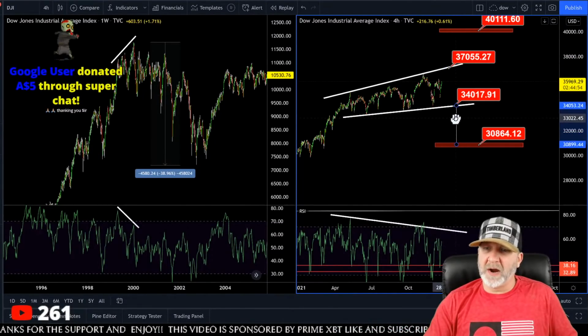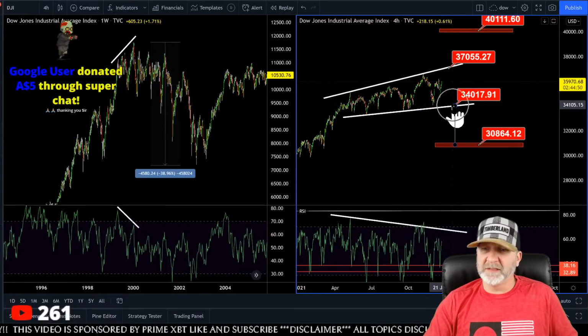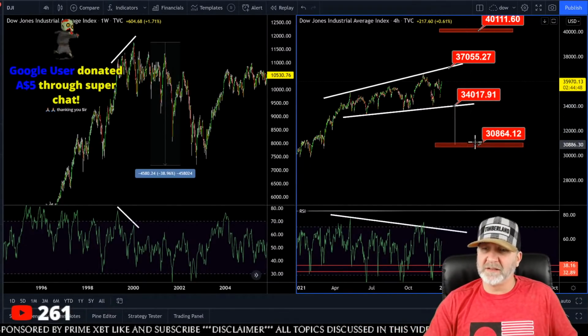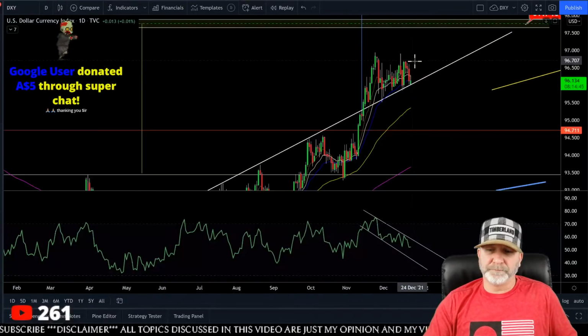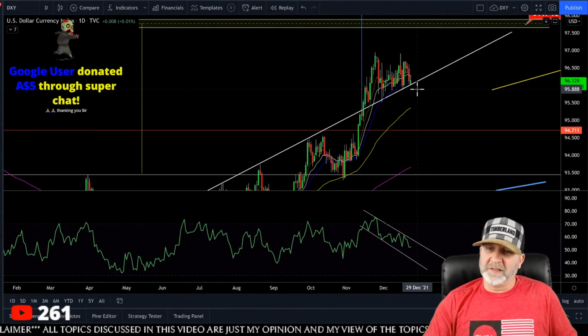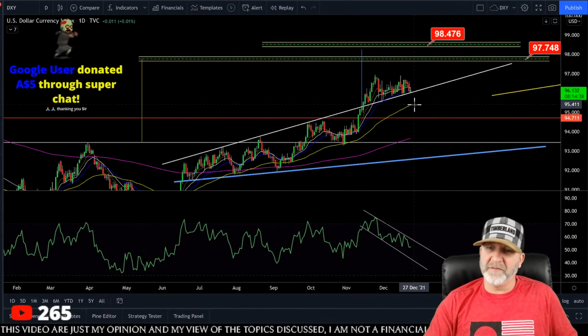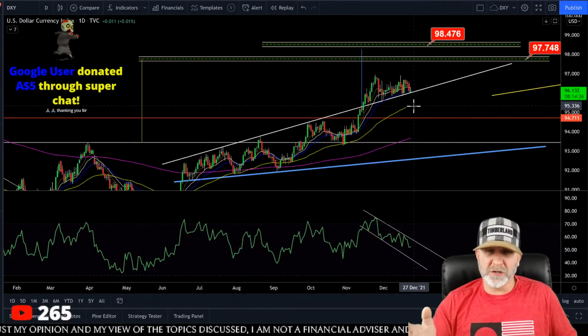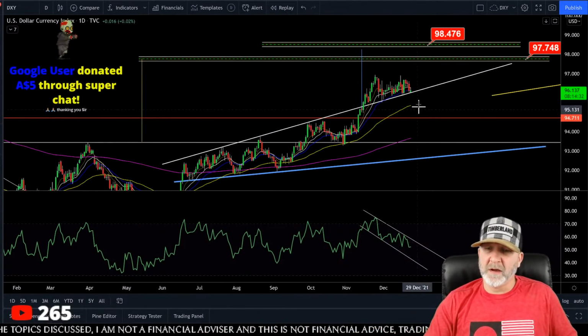But as you guys know, rising broadening wedges usually break down. The bottom of this is going to be around 34,000. If that breaks, you're going to be looking at around 30,000 points. The dollar, so we're still getting support on our trend line here. We talked about that yesterday. If that breaks, then Bitcoin may get that push up to that 53,000 range, or at least 51.50.